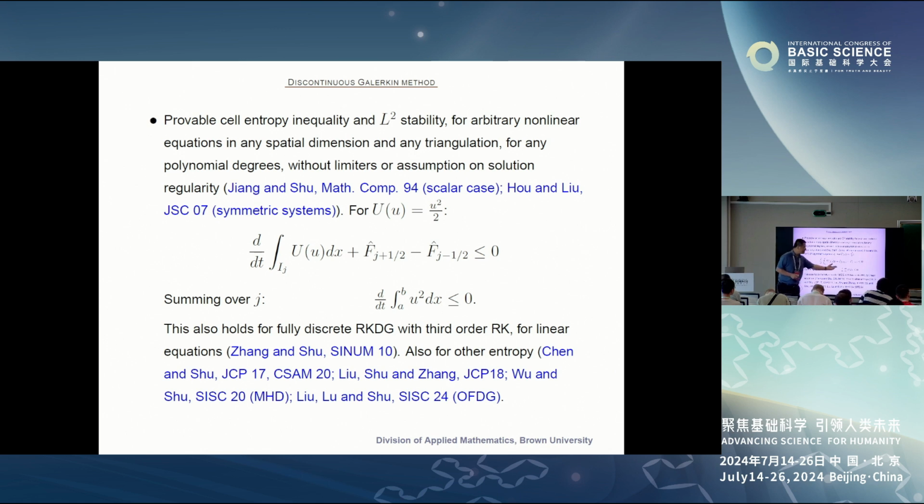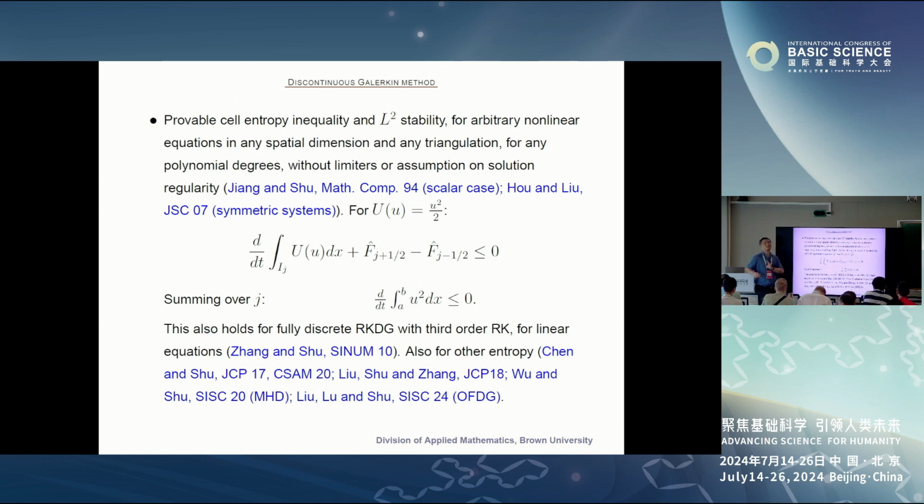So basically, it implies immediately the L2 stability. This is true also for any space dimension, any order of accuracy. It's very amazing that you can use very, very high order DG. You still have this property in multi-dimensions, triangles, everything.